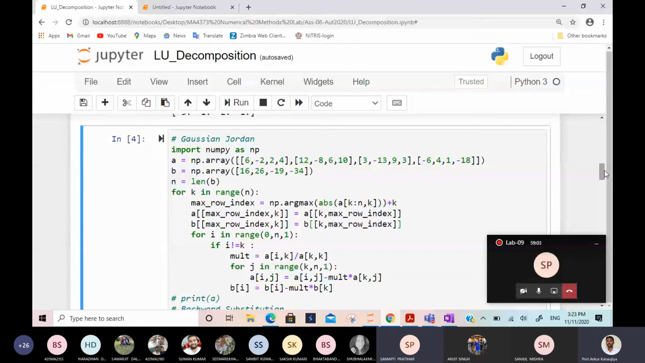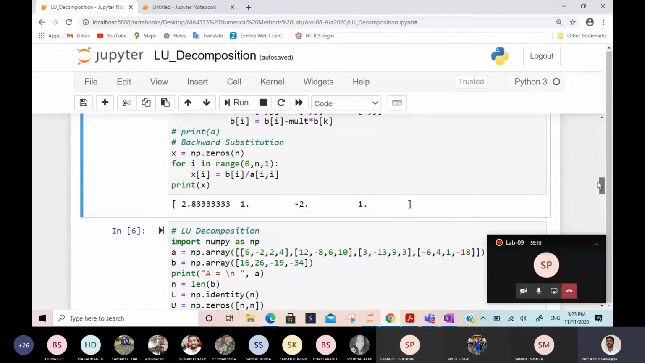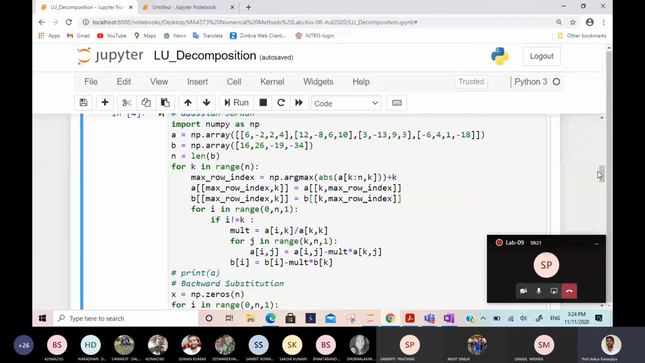Can anyone tell what the problem is? In terms of code, there is no problem. There is some technical issue. Why is it coming 2.8? Because here all the values are integers. Once we divide these things, the value is not an integer. After division it becomes a float also. So that is the problem. So how can we overcome this? Can anyone tell?